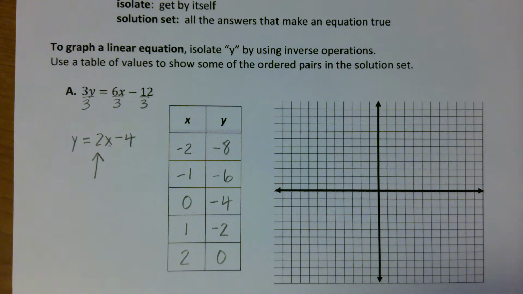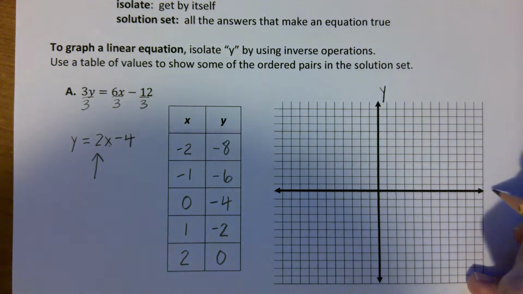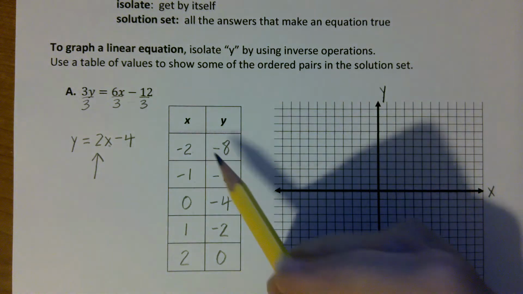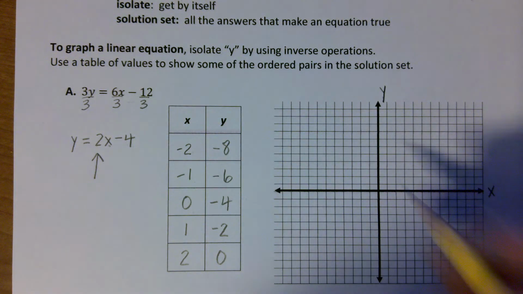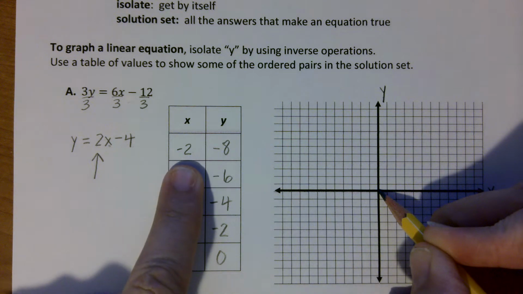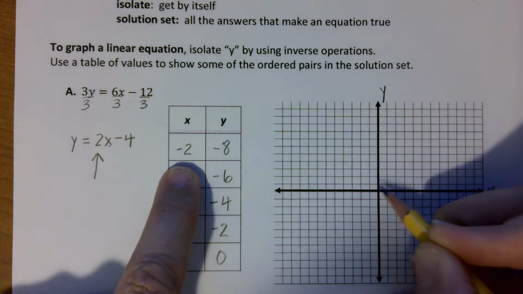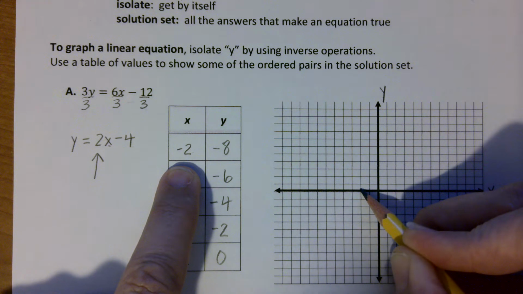Let's put your calculator to the side and graph this. First step we do is label your axes y and x. We're going to graph each individual point. We always start at the origin. Our x values tell us if we're going to go to the left or the right. If it's negative, we go to the left. If it's positive, we go to the right. So negative 2 tells me to move to the left 2 times.